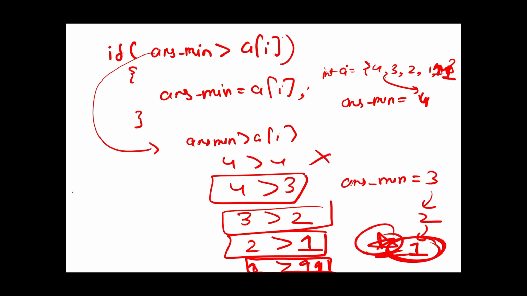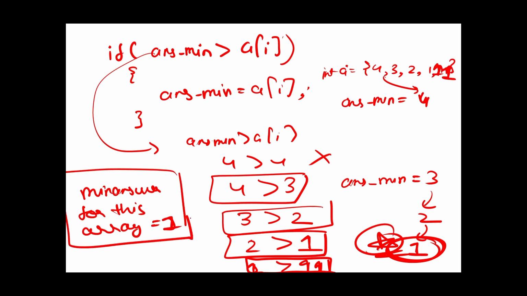So hence the minimum answer for this array is 1. Hence, with this, we can find out the minimum and maximum element in an array very easily. Now, I will show you how you can write the code, and I will provide you a Geeks for Geeks link where you can practice this question online.